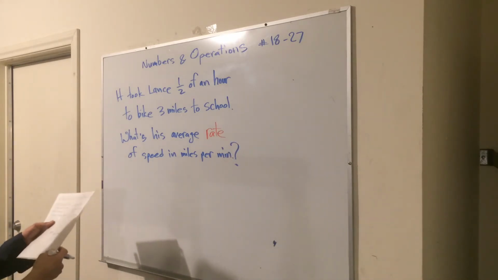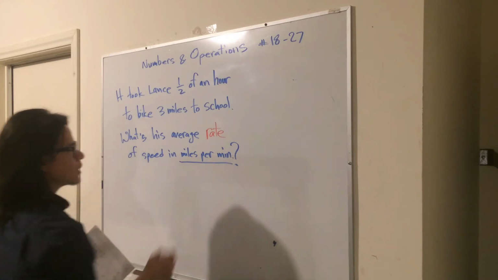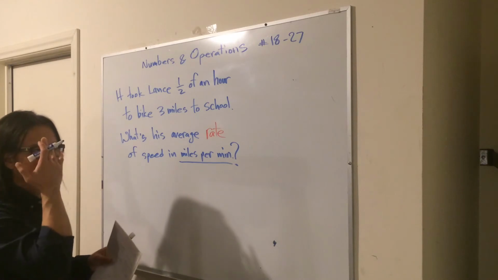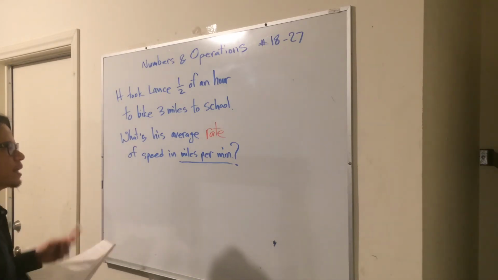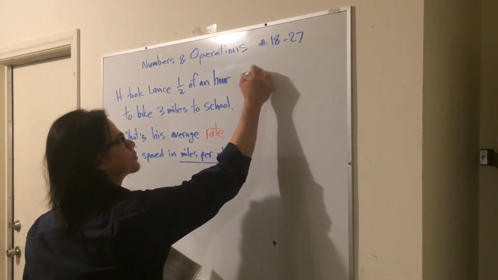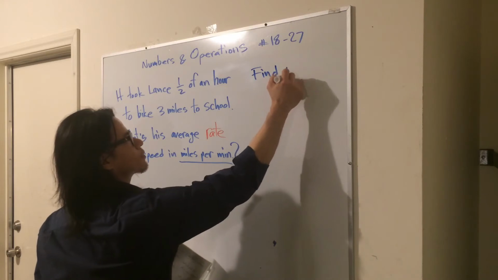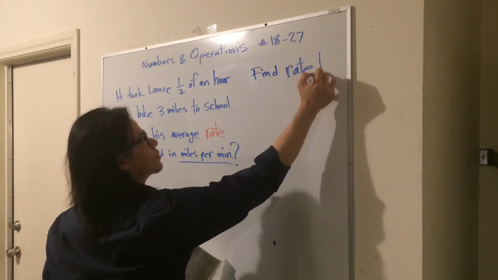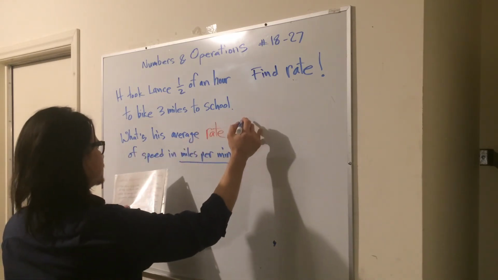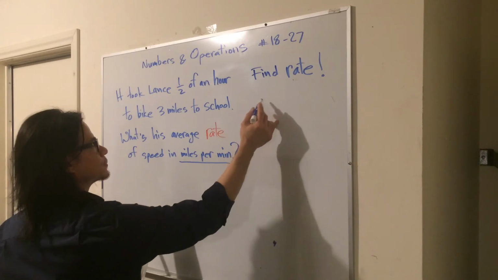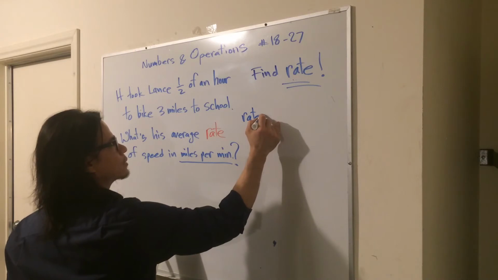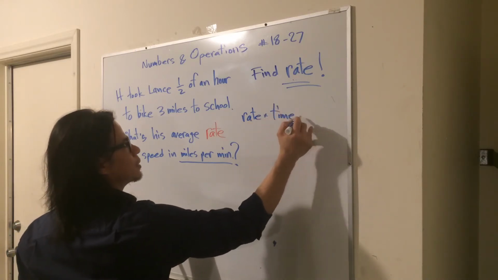Let's underline that. Because if you're driving, it might be miles per hour, but since we're bicycling here, let's say miles per minute. So the goal is to find the rate, so you need that formula. Remember, rate times time equals distance, right? Rate times time equals distance.